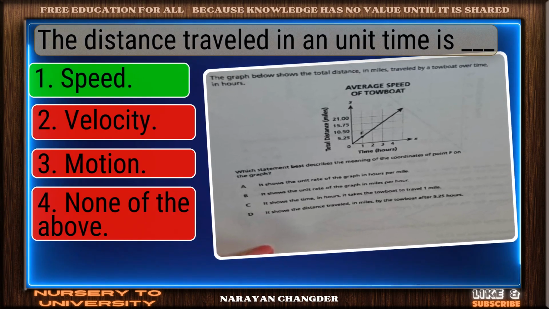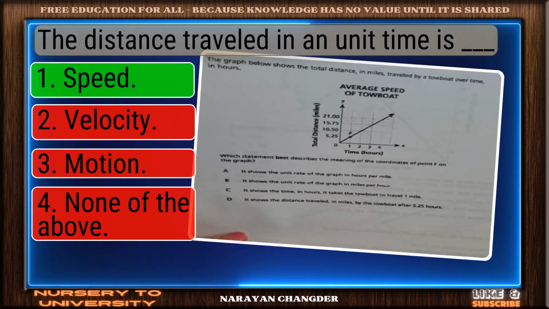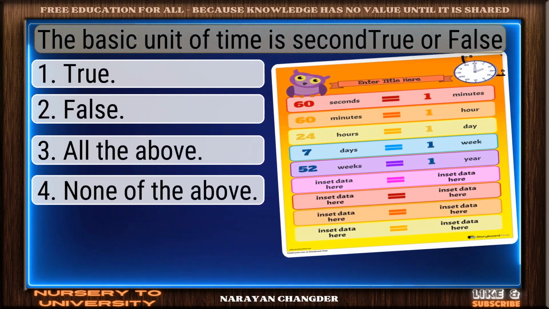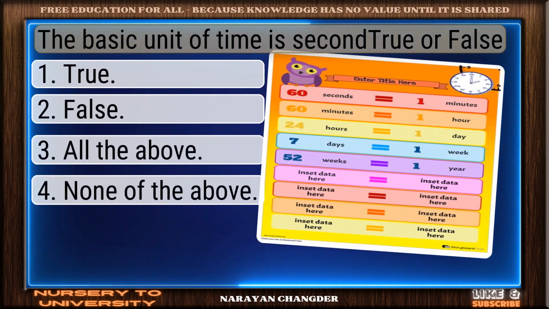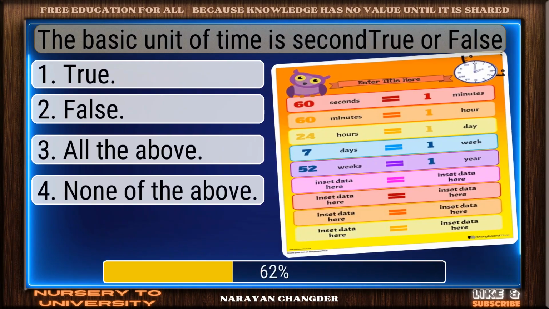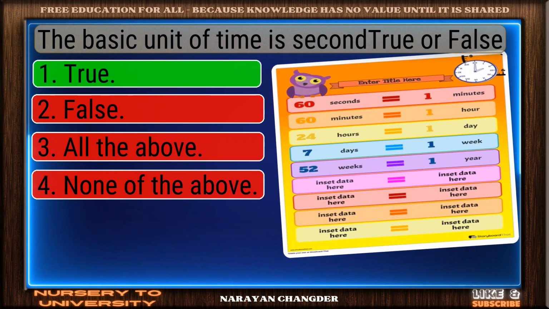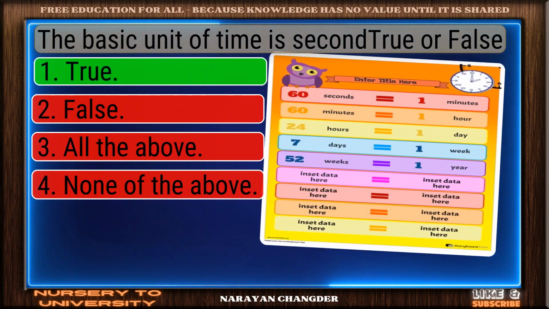Well reasoned. Speed is the correct choice. Question number 40. The basic unit of time is second, true or false? Strong choice. True is the right answer.